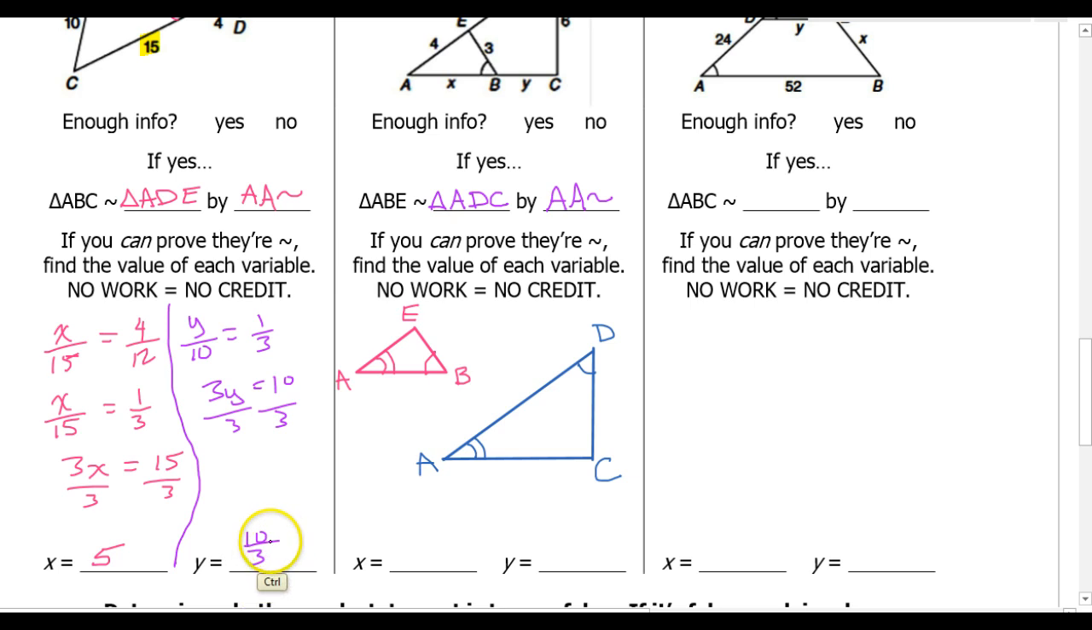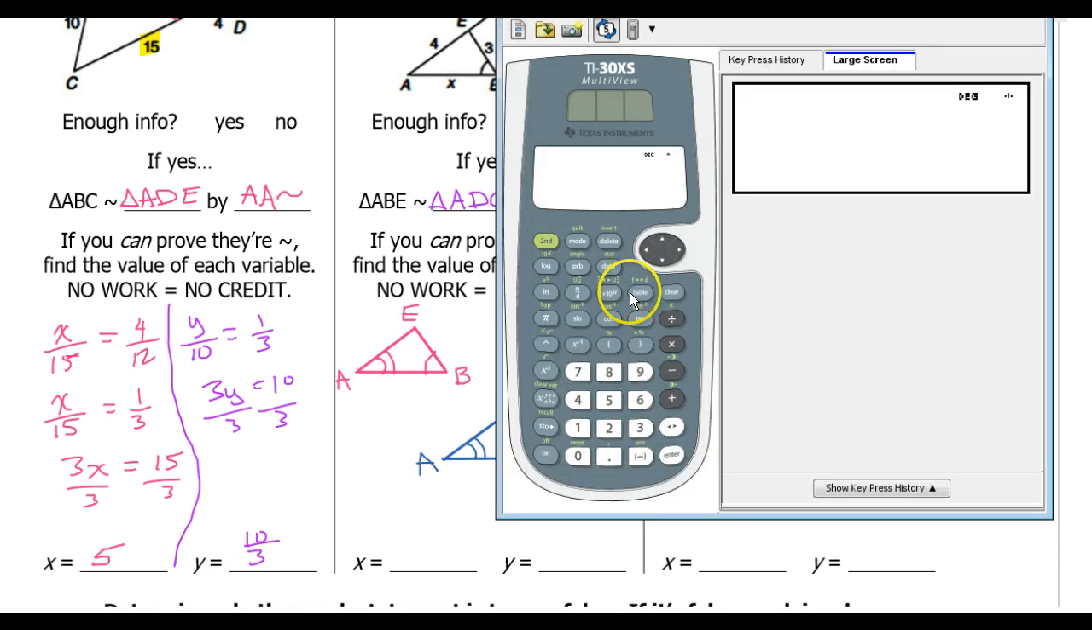And we'll just leave it like that because as a decimal, it would be a decimal that never ends. So, for example, if I do 10 divided by 3, see how that goes off the screen? So I'd have to round this, and that's not allowed.